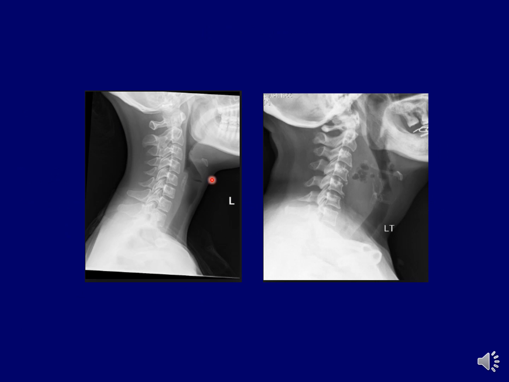This is a lateral cervical X-ray of a normal patient showing no widening of the retropharyngeal space, while on the other side, there is already widening at the C2 level as well as C6 level and lucency within the retropharyngeal space consistent with retropharyngeal abscess.